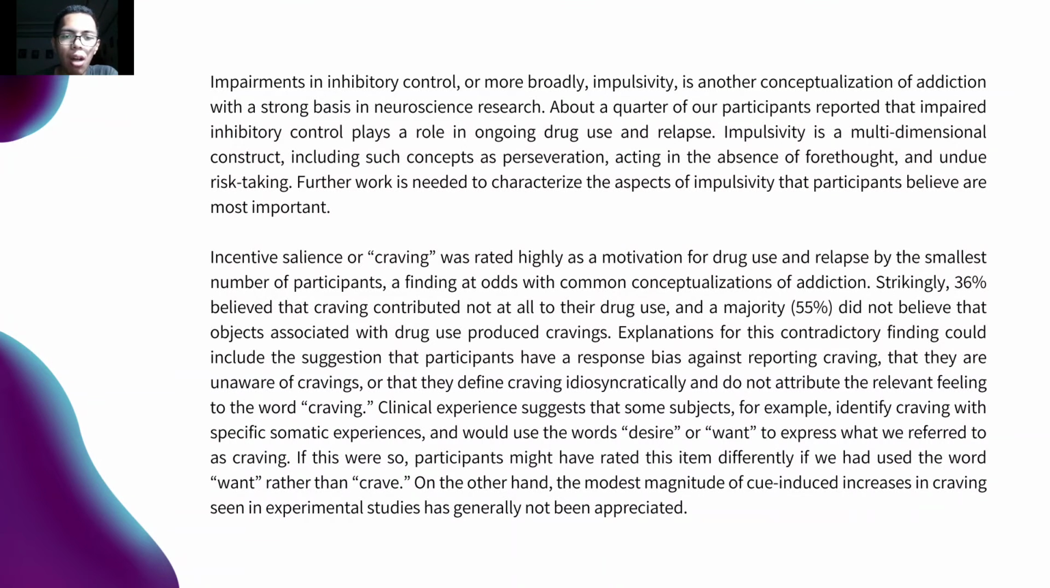Incentive salience or craving was rated as a motivation for drug use and relapse by the smallest of the participants, a finding at odds with a common conceptualization of addiction. Strikingly, 36% believed that craving contributed not at all to their drug use, and the majority, 55%, didn't believe that objects associated with drug use produce cravings.